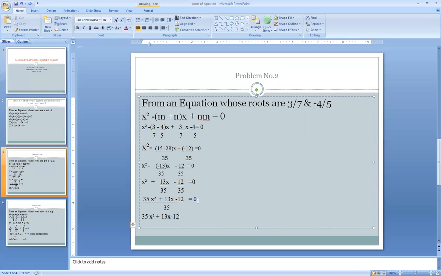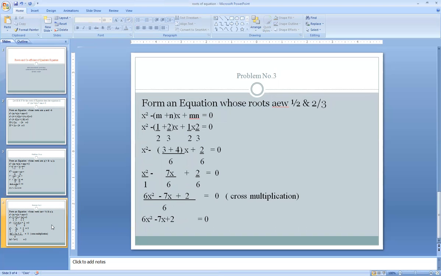Then we are going to do the cross multiplication. That 35 is getting cancelled with 0. 35 into 0 is 0. Therefore, the equation is nothing but 35x square plus 13x minus 12 equals 0. This is how we need to calculate the equation when the fraction form is given.